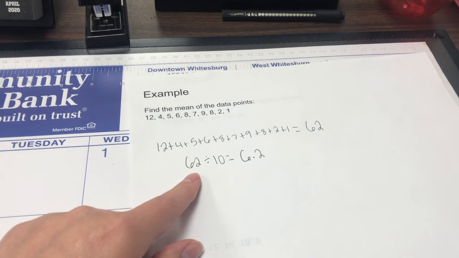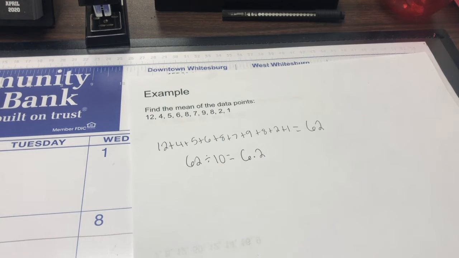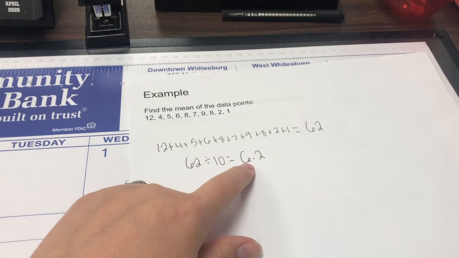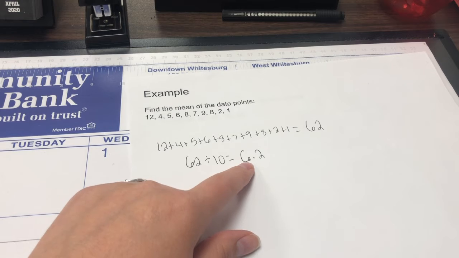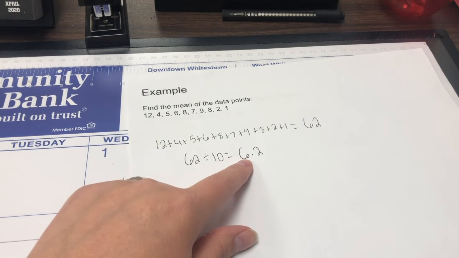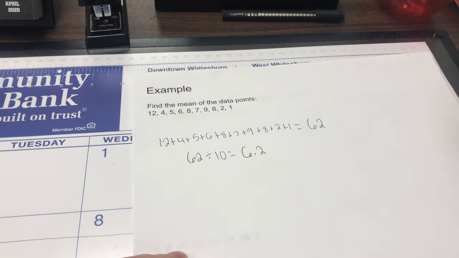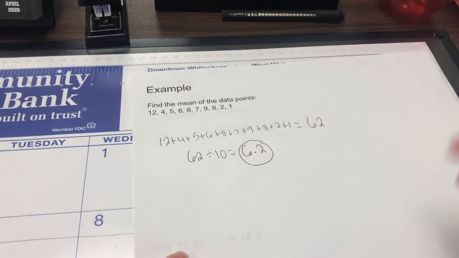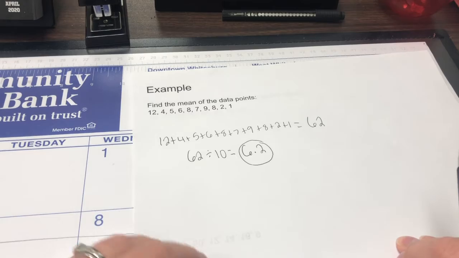Sometimes your mean will be pretty whole numbers. Or sometimes they will be decimals, and then they might tell you to round to a place value. But in this one, it gave us a pretty terminating decimal, so 6 and 2/10. So our mean of these data points is 6 and 2/10.